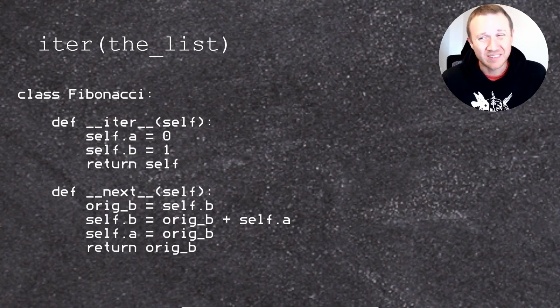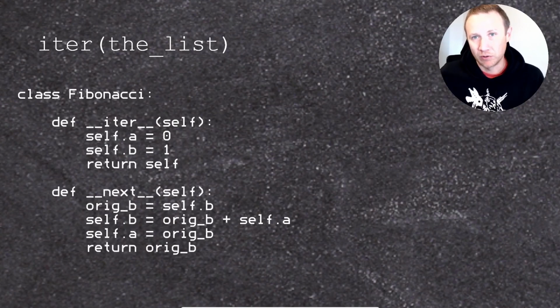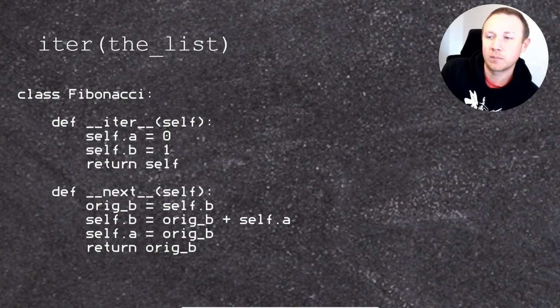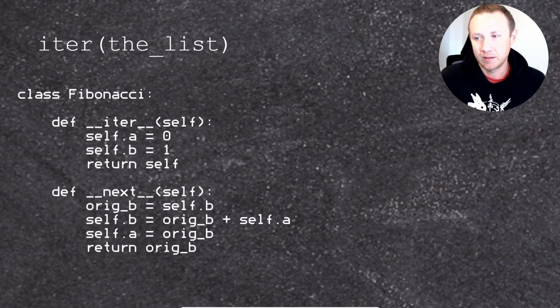So this is a Fibonacci sequence. The Fibonacci numbers start with 0, 1, and then you get the next number by adding the previous two. So 0 plus 1 is 1, 1 plus 1 is 2, 1 plus 2 is 3, 2 plus 3 is 5, 3 plus 5 is 8, etc. You can see here we're returning our original b. In this case, we're starting at 1, some start at 0, but either way. And then updating a and b, ready for the next state.